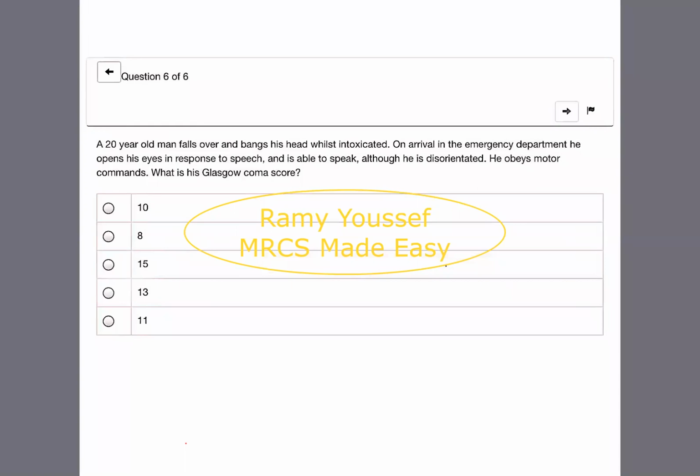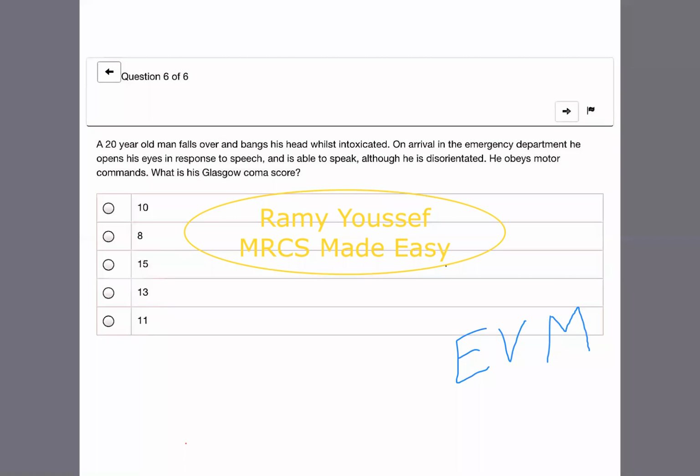Last question about GCS. Who's ready for the GCS question? Whose turn? For me. Dr. Duffer, yes, you're lucky. A 20-year-old, found after alcohol intoxication. On arrival to the emergency department, he opens his eyes in response to speech, and is able to speak, although he is disoriented, and he obeys motor commands. With the Glasgow Coma Scale.